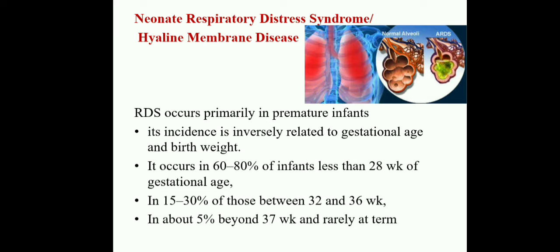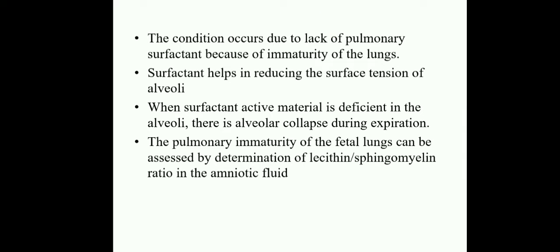This occurs in 60 to 80% of babies with less than 28 weeks of gestational age, preterm babies. Okay, this is about respiratory distress syndrome. The condition occurs due to lack of pulmonary surfactant because of immaturity of the lung. The surfactant helps in reducing the surface tension of the alveoli. When the surfactant active material is deficient in the alveoli, there is alveolar collapse during expiration.